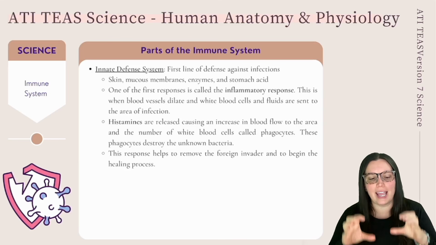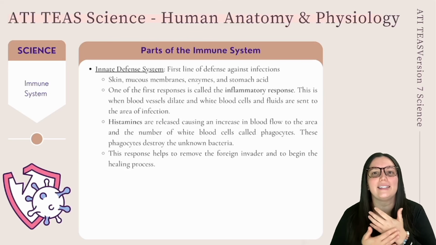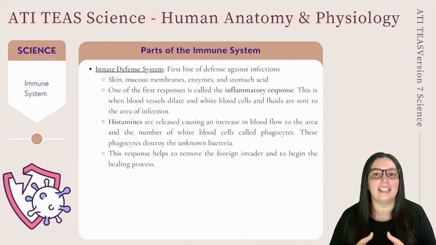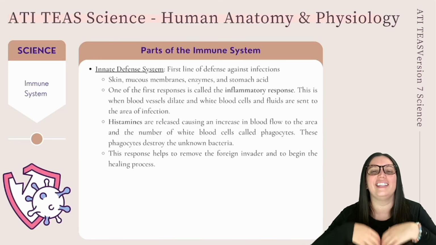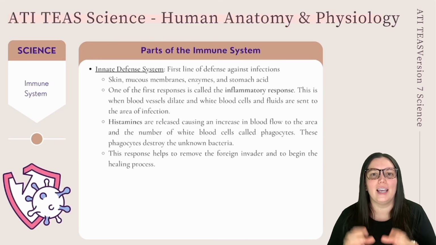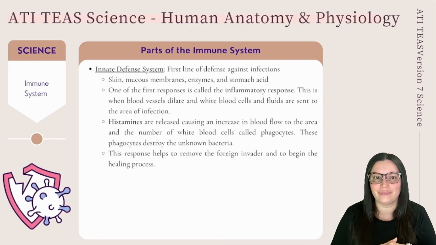So let's look at the innate defense system a little bit closer. The innate defense system is the body's first line of defense against infections, and we talked about that. That's the skin and those mucous membranes, as well as those chemical barriers such as enzymes and stomach acids. One of the first responses is called the inflammatory response. This is when blood vessels dilate and white blood cells and fluids are sent to the area of infection.